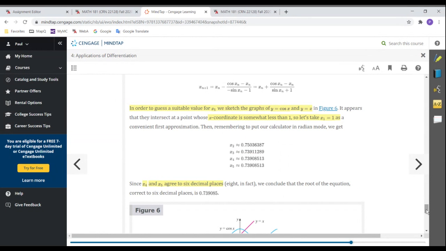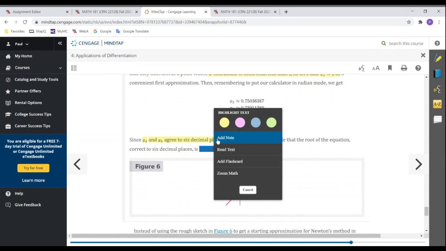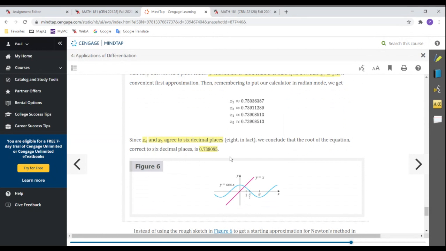They make another comment too. Are there any questions at all on what they're saying, that the root of the equation is 0.739085? Are there any questions on that?